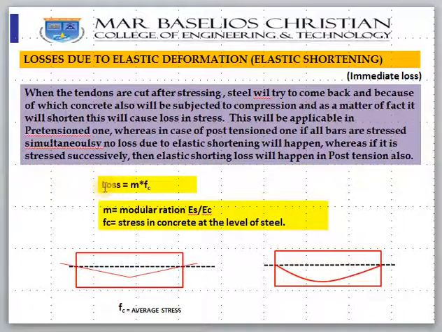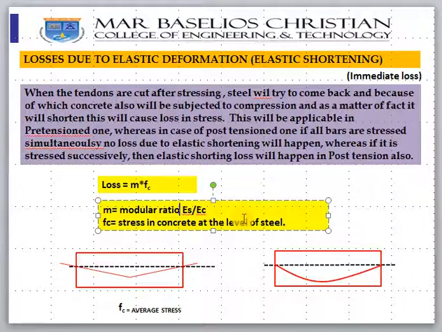This is how we calculate: loss is equal to M into Fc, where M is nothing but the modular ratio, which you would have studied actually. It is nothing but the ratio of Young's modulus of steel and Young's modulus of concrete. And Fc is the stress in the concrete at the level of steel. Okay, that is important actually.